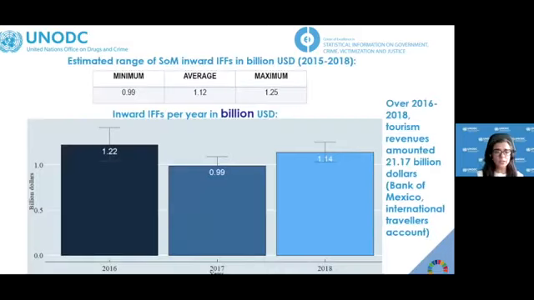The results are shown in this slide. We have an estimated range of 1.12 billion US dollars. And we produced this estimate using data for 2016, 2017, and 2018. And these are basically the results of this market.